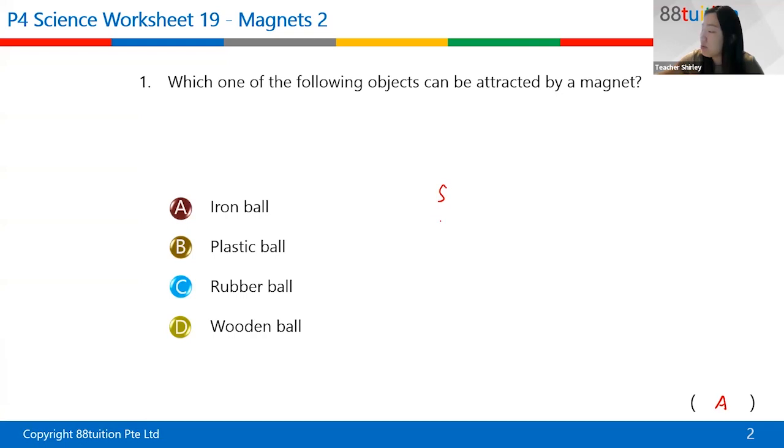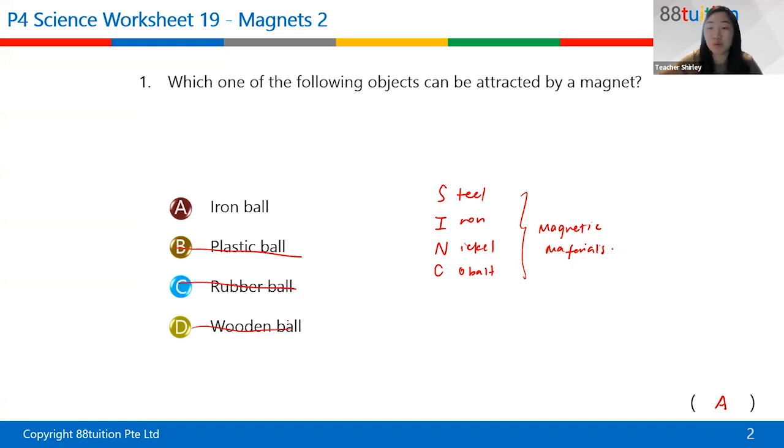Okay, so just a quick recap. Steel, cobalt, iron, nickel, right? So all these are what we consider your magnetic materials, and magnets can attract magnetic materials. Plastic, of course, is not. Rubber and wood are not as well. So steel, iron, nickel, cobalt are magnetic materials, or rather you can remember it easier with the acronym SCOOL is not cool. It just helps you to remember it easier.